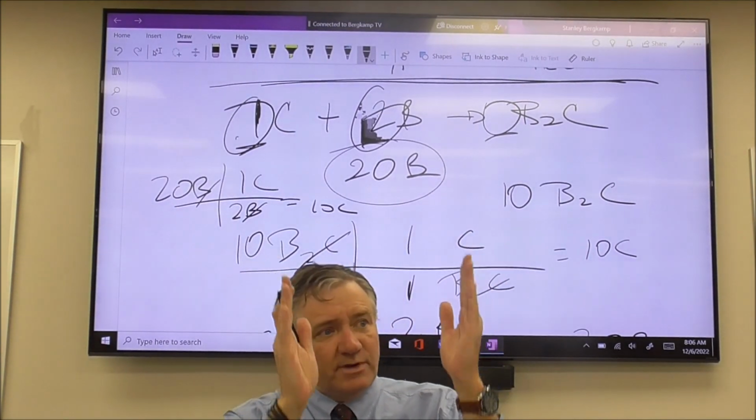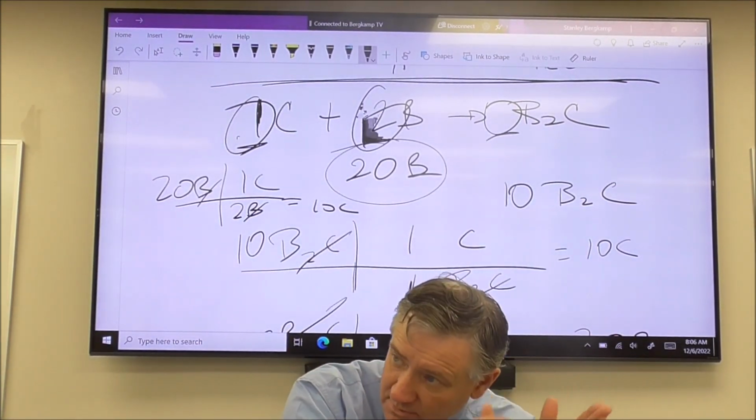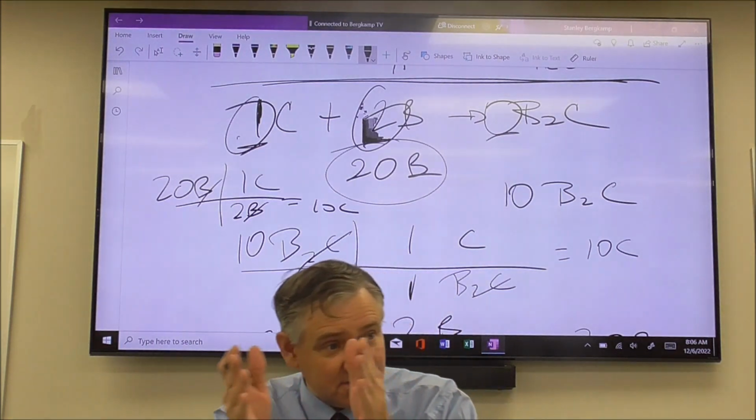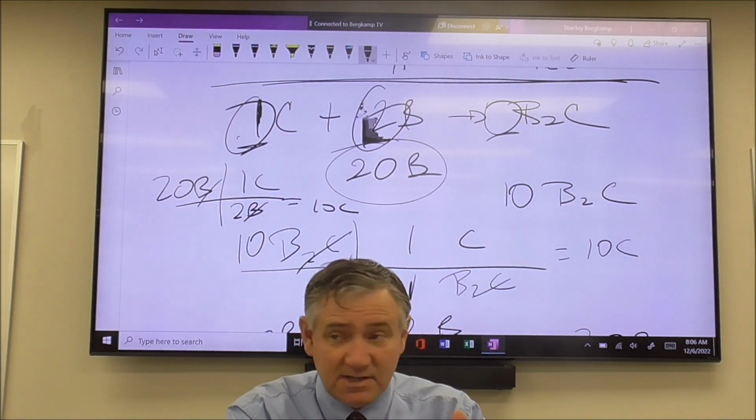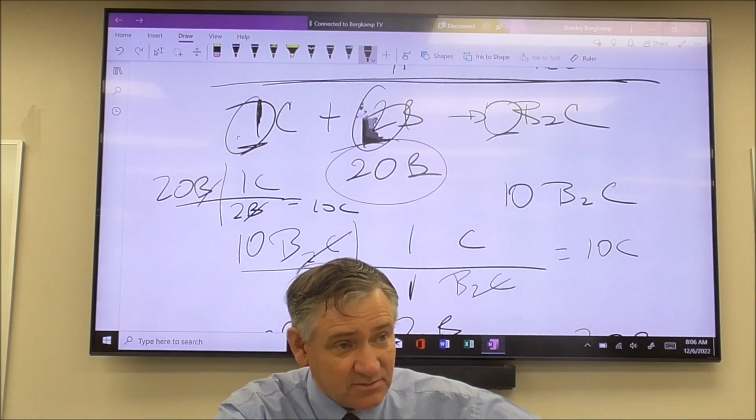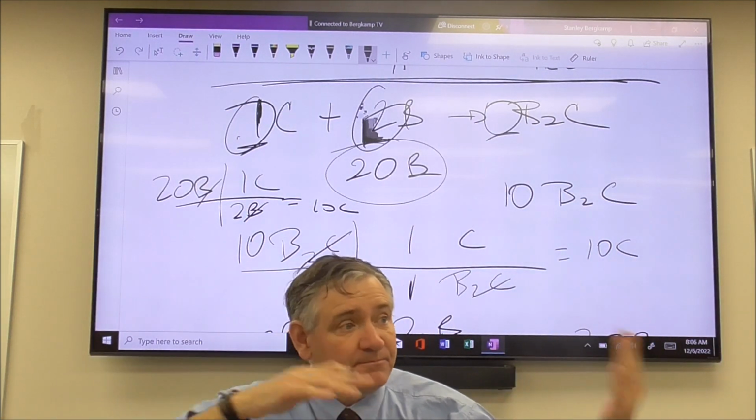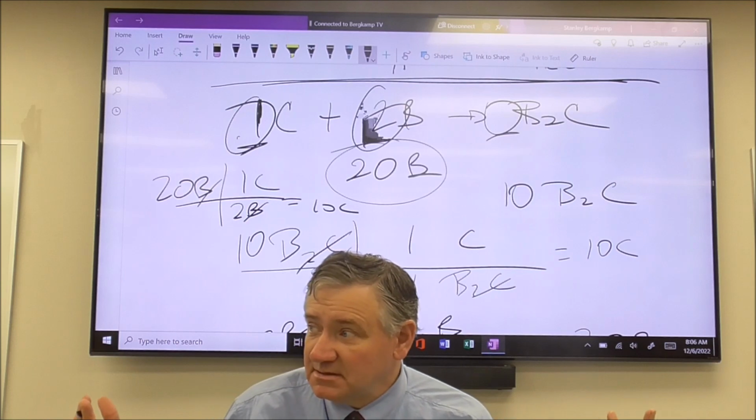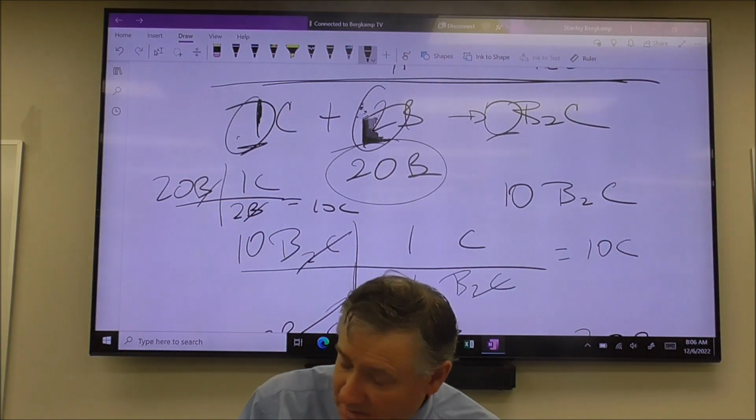So you can even do ratios with products. You can do ratios with reactants. You can do 2 products. You can do 2 reactants. You can have products and work backwards to reactants. You can start with reactants and end up in products. The options are limitless, but it's always the same process, okay?